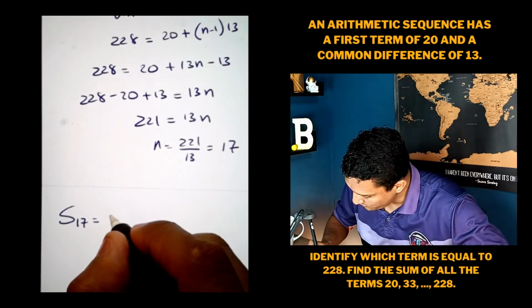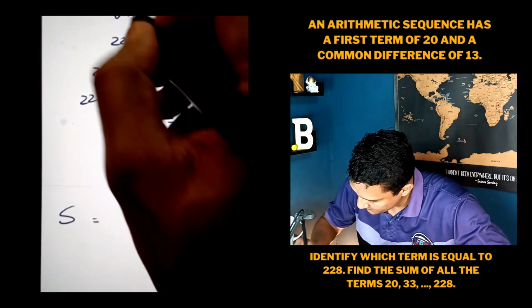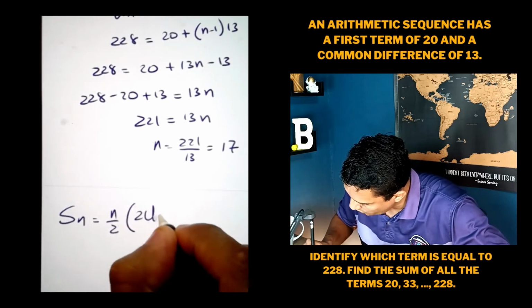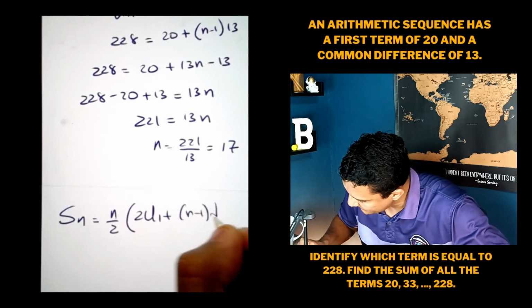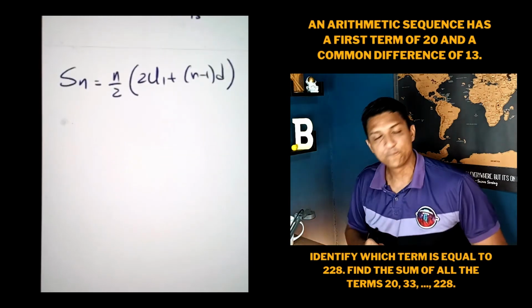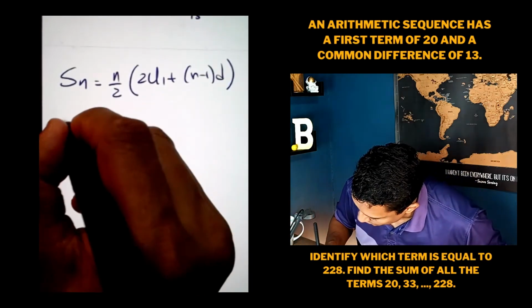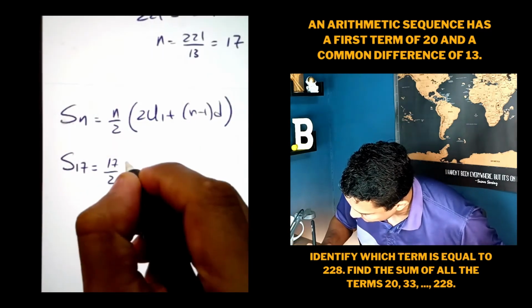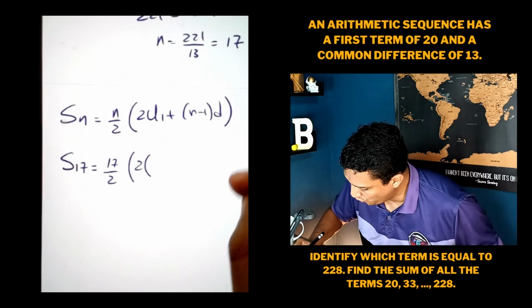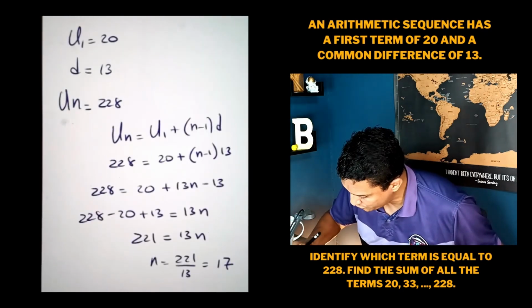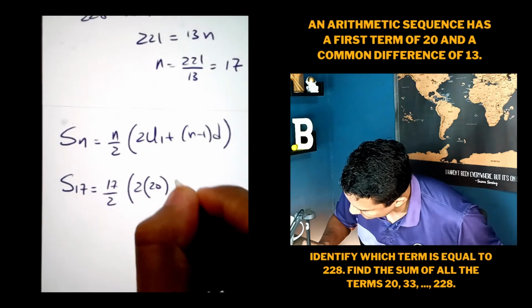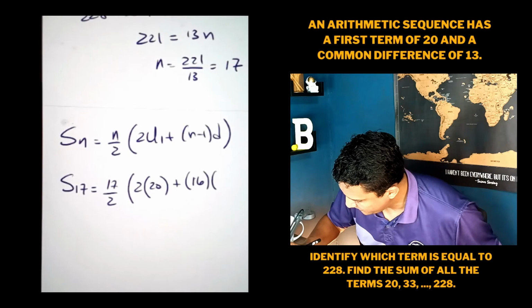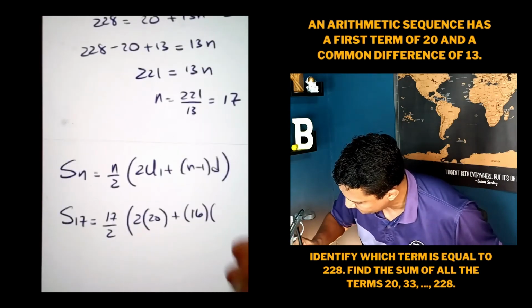So the first formula, let me erase a little bit here. The first formula is Sn equals n over 2 times 2U1 plus n minus 1 times d. Okay, I'm going to be replacing. I know that n is 17, so 17 over 2 here. 2 times U1, which in this problem was 20, times 17 minus 1, which is 16, and then the common difference, which is 13.